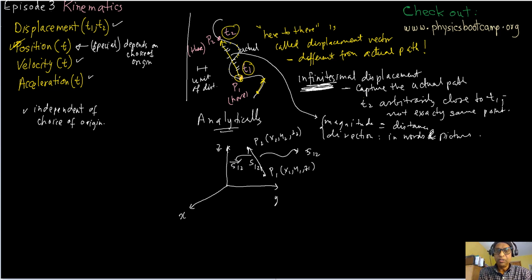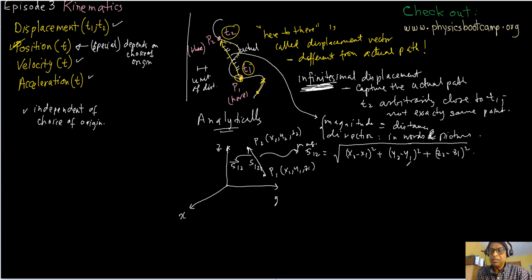So the magnitude, without the arrow written down, will be equal to the square root of (x2 minus x1) squared, the difference of x coordinates, plus the difference of y coordinates squared. This is coming from the Pythagorean theorem, right? And plus (z2 minus z1) squared.